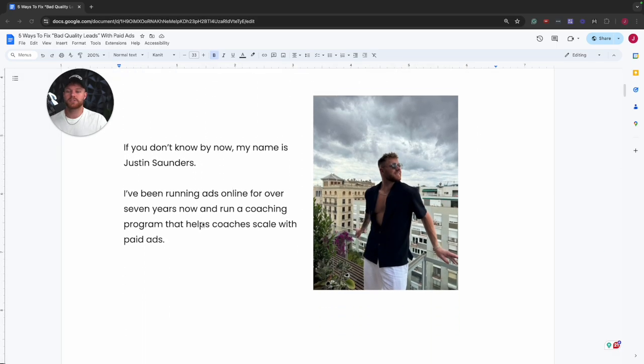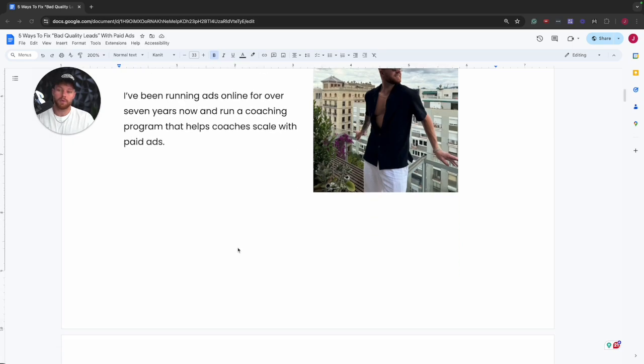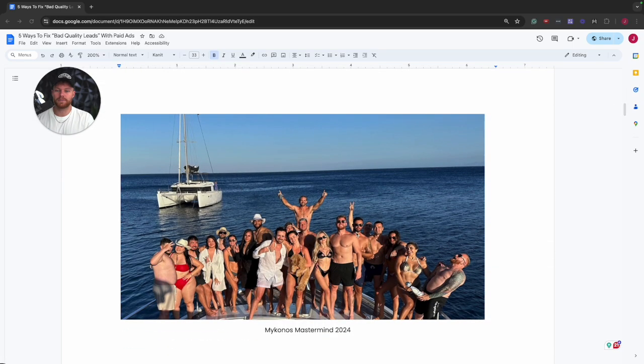So, my name's Justin Saunders, for those of you that don't know me, and I've been running ads online for over 7 years now. And I run a coaching program that helps coaches scale with paid ads. And here's actually a photo of some of our top high-end clients that all went with us to Mykonos. We've used this exact strategy to close over thousands of clients online.